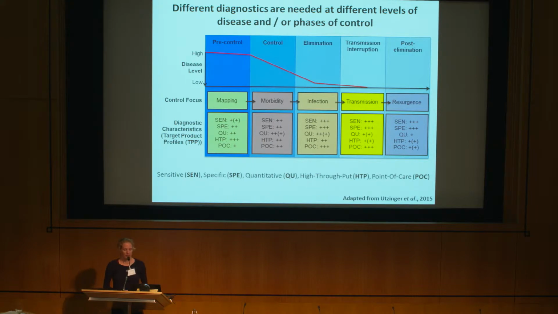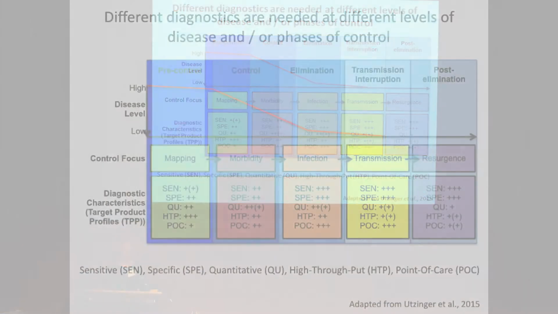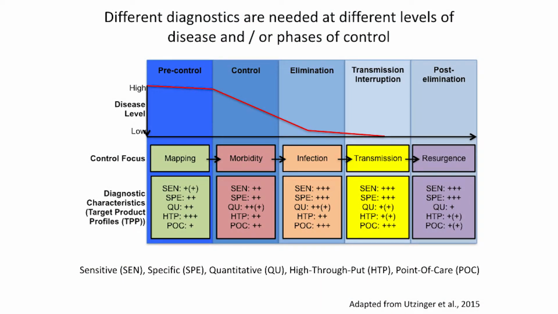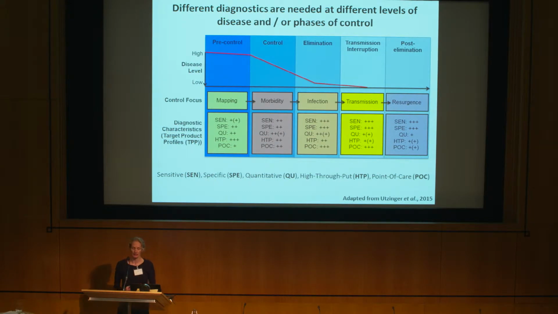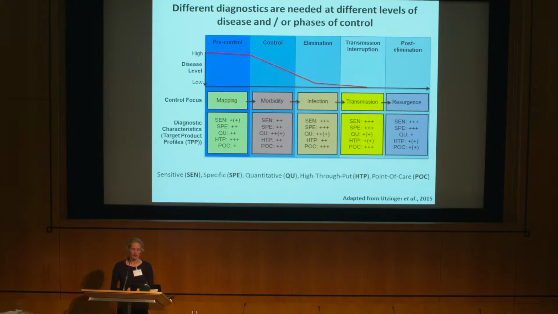So this is adapted from Utzinger at Swiss TPH, and it really just shows that your diagnostic need changes as your disease level changes. So at the pre-control stage, you're really interested in mapping diseases, and your diagnostics really need to be high throughput at this stage. They need to be very, very low cost because you're screening large numbers of people. And your sensitivity and specificity can be slightly lower. And then as you move into control, you're controlling morbidity, and your diagnostic needs change again.